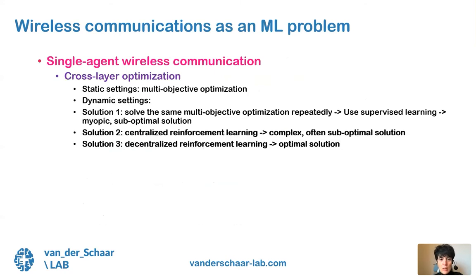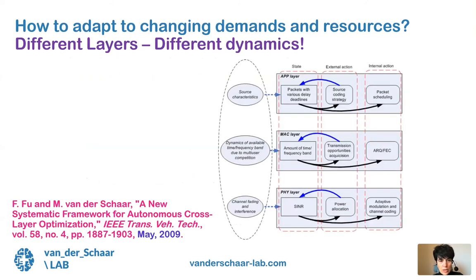But the challenge associated with this is that if we formalize this as centralized reinforcement learning problems, they are going to be complex. And possibly surprisingly, these centralized solutions are often going to also be suboptimal. So we are going to move to a decentralized approach, which will result in optimal solutions.